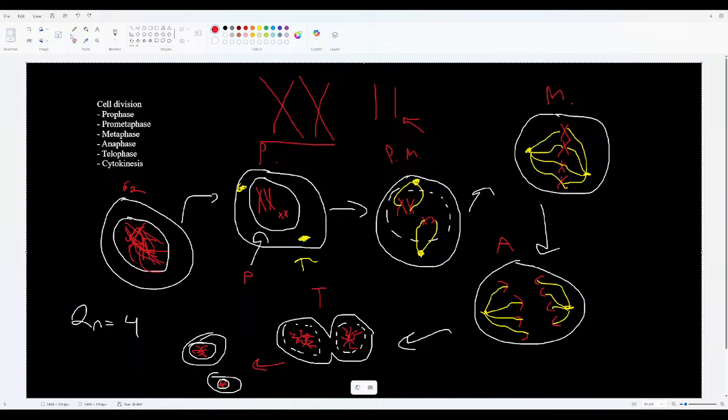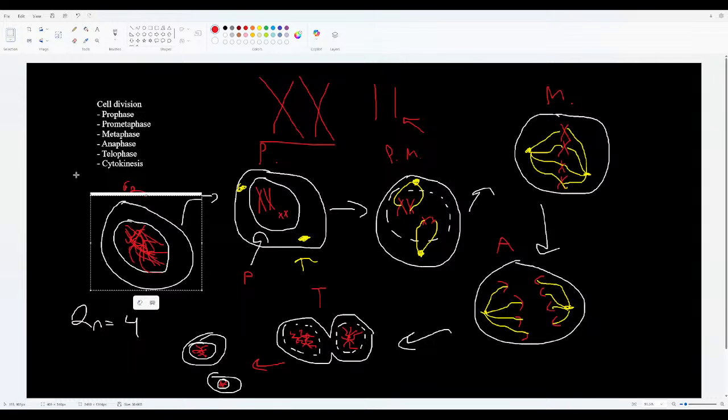In any case, we are going to now move on from the discussion of mitosis into the discussion of meiosis.